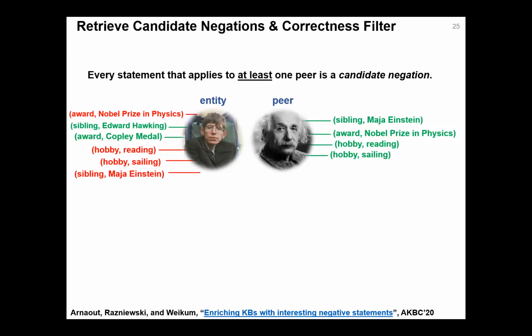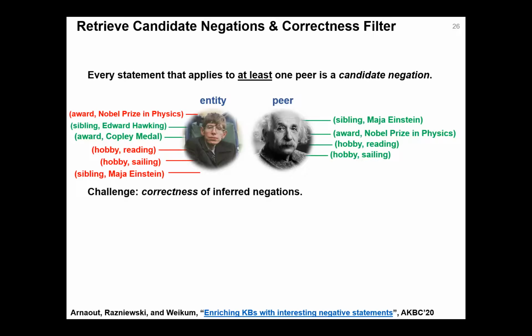But again, is this enough at this point? Can I just assume that whatever the peer has, so here we're assuming local closed world assumption, we're assuming closed world assumption only within the peer group. So can I just assume that these red statements are automatically correct, and now I have to find out if they are interesting or not, and that's it? Unfortunately, the challenge here is still correctness. Even within this local closed world assumption, these statements can still be absent and not incorrect. So how can I filter them further to make them more correct?